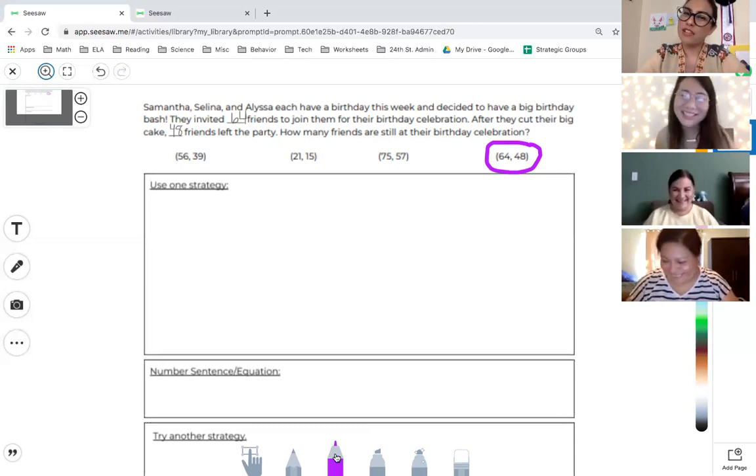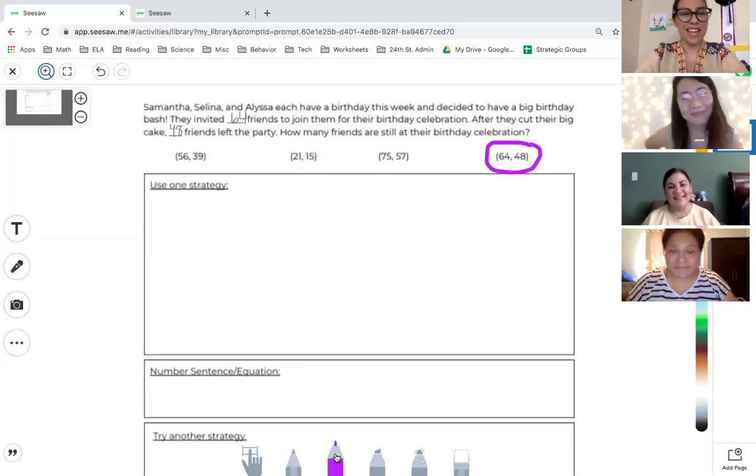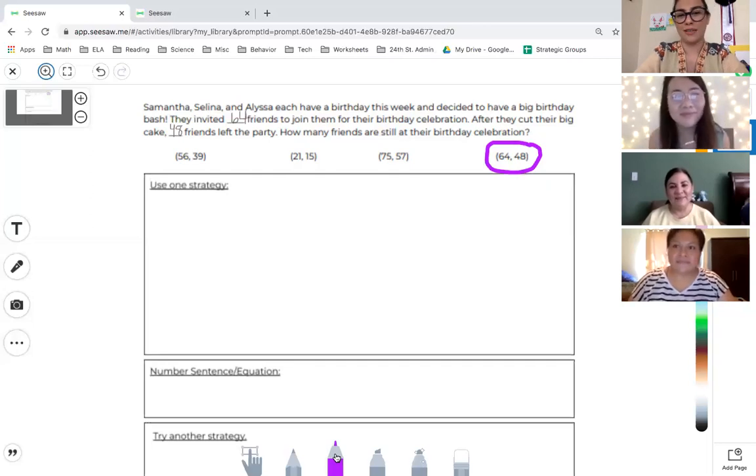Usually, I feel like at the end of parties you have cake. I'm not sure. I don't have a lot of birthdays. Yeah, I'm guessing it was the end of the party. So that maybe is the end. And so they had the cake and they left. So 48 friends already have their cake. They were done partying, so they left.